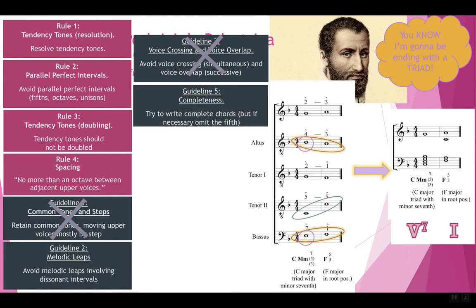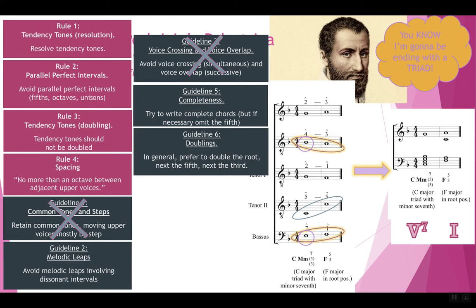Guideline number 5, completeness. Try to write complete chords, but if necessary, omit the fifth. Let's just check if these chords are complete. We can look in the simple way here. C, E, G, B flat. Yeah, it's got all the notes. It's got an extra G, so he doubled the G. And then does this have all the notes of the F, A, C chord? F, A, C. Yeah, both of those are complete chords. Good job, Palestrina.